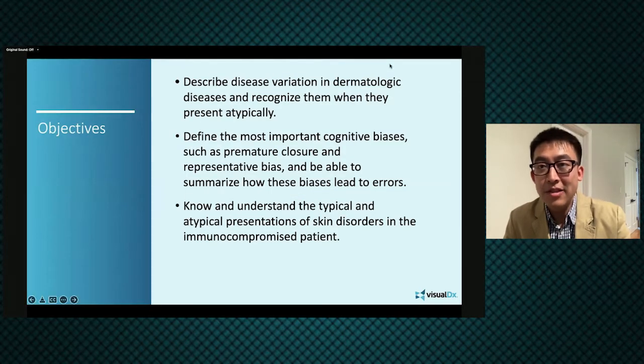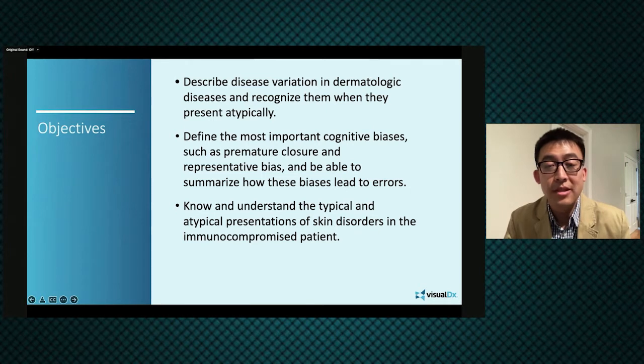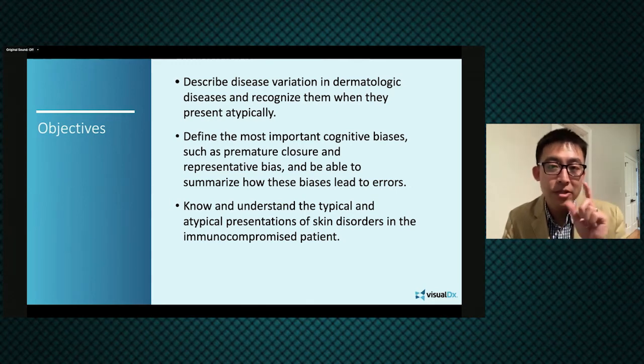So by the end of the talk, what I hope everyone can walk away with is the ability to describe disease variation in dermatologic diseases and to recognize them when they present, quote unquote, atypically. And I'll go into a little bit more detail about that. To define the most important cognitive biases, such as premature closure and representative bias, and be able to summarize how these biases lead to errors, and to know and understand the typical and atypical presentations of skin disorders in the immunocompromised patient.